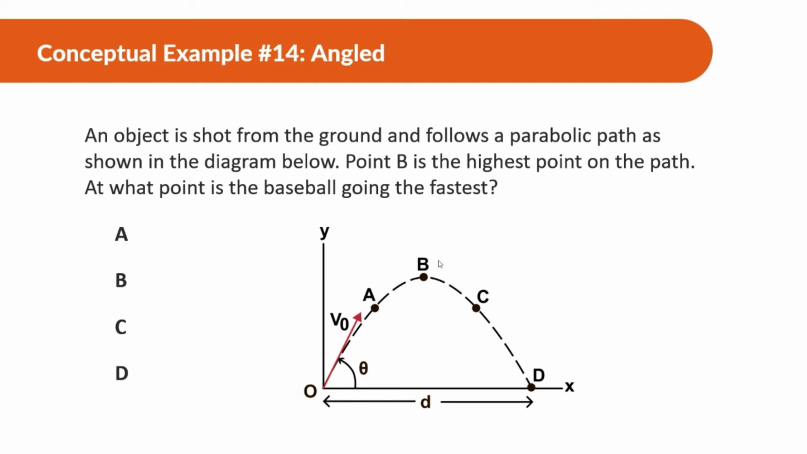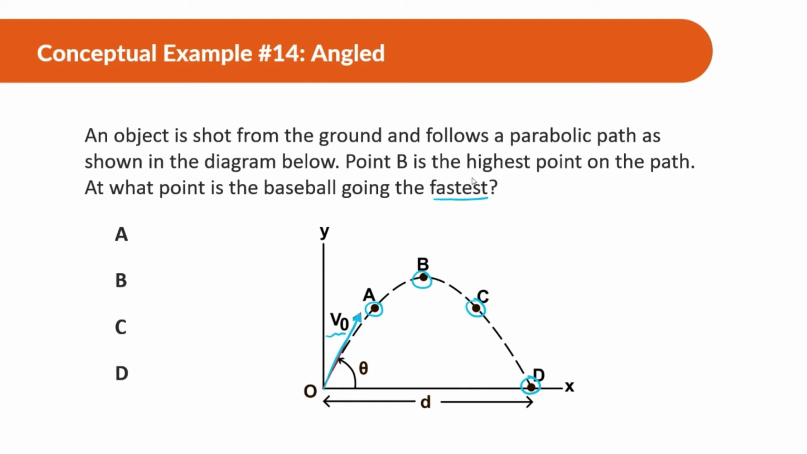Okay, now conceptual question. An object is shot from the ground and follows a parabolic path as shown in the diagram below. Point B is the highest point on the path. At what point is the ball going the fastest? Okay, so an object is launched. This is the launch right here. Boom. This is the initial velocity, and we have point A, point B, point C, and point D. And we're trying to find at what point is it going the fastest.